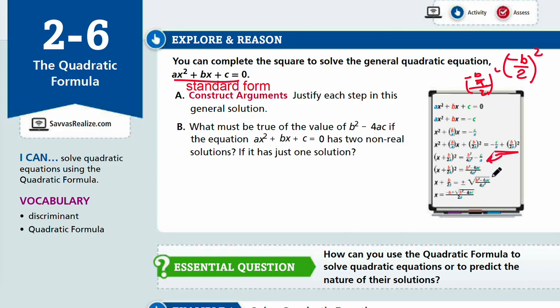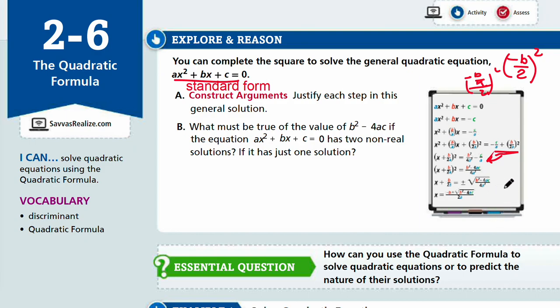And if we do that, we can change the order as well. And then since we have x plus b over 2a squared, we can square root both sides, and we can get plus or minus square root b squared minus 4ac over 4a squared. Yeah, so it's kind of hard to see, right? So on the last step, what you get is the quadratic formula.